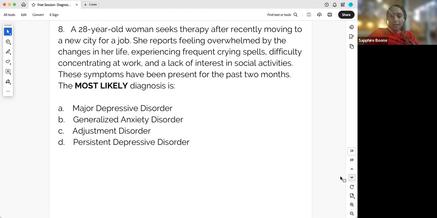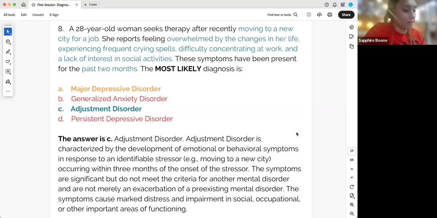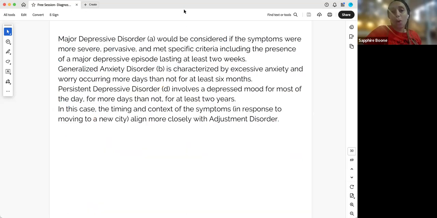Okay, yes. Adjustment disorder. Perfect. And we can go over this a little bit. So with adjustment disorder, which is C, it's characterized by development of emotional or behavioral symptoms in response to an identifiable stressor. So we need a stressor. Let's look at why it's not the other option. So it's not a depressive disorder, because that would be considered if the symptoms were more severe, pervasive, and met specific criteria, including the presence of a depressive episode, but we don't see that. We don't see depressive symptoms.